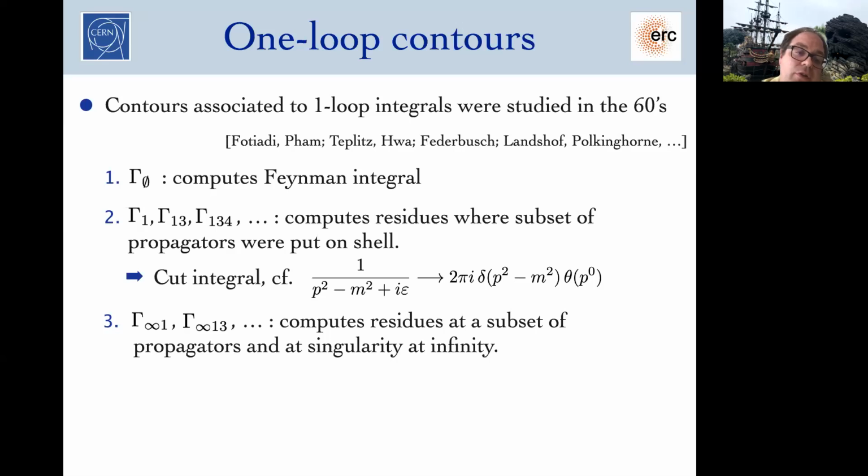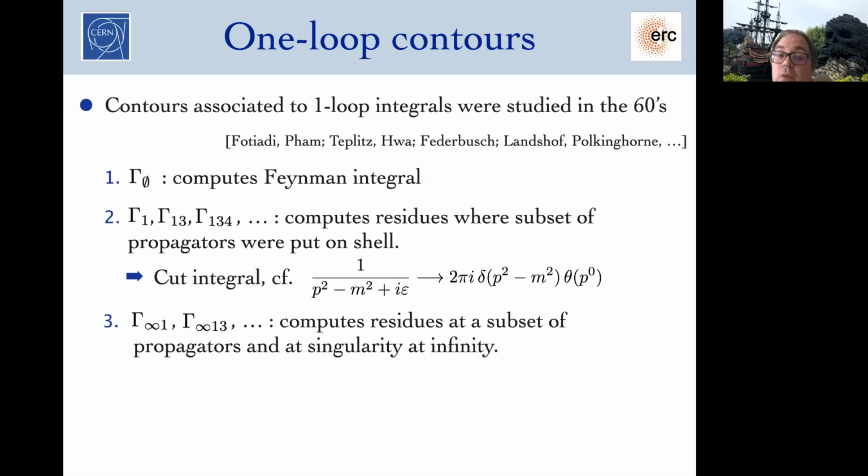Another class of contours that you get is all possible ways of taking residues at a subset of the propagators. So gamma 1 would be the integral where I take the residue at the pole of, say, propagator 1, if I label my propagators by 1, 2, 3, 4. Gamma 1, 3 would be the contour where I take residues at propagators 1 and 3, but not at the others.